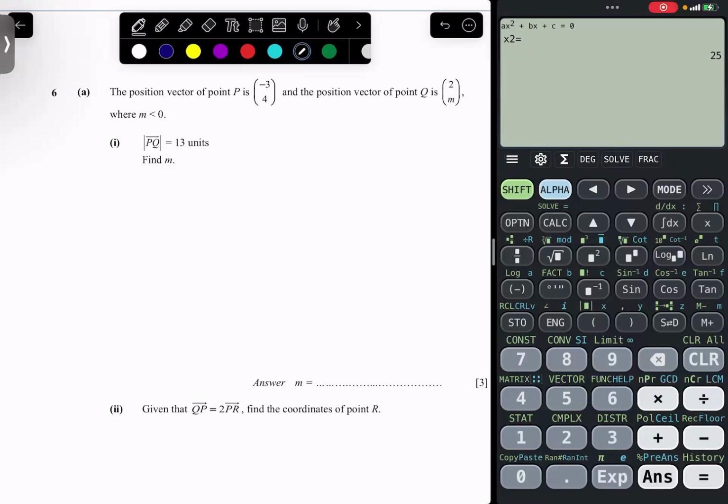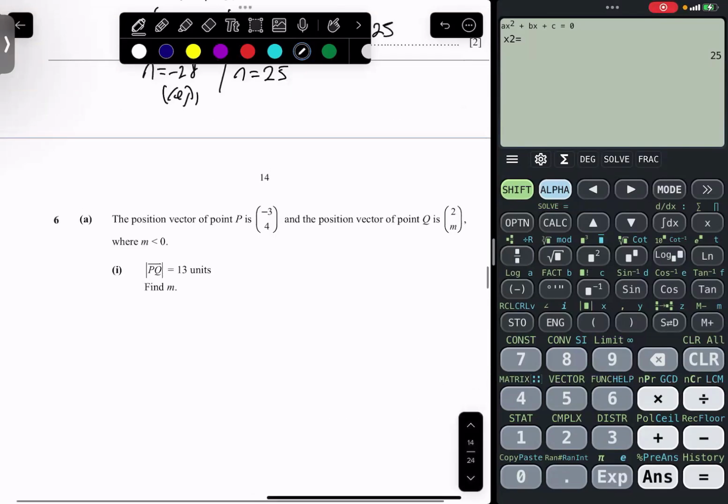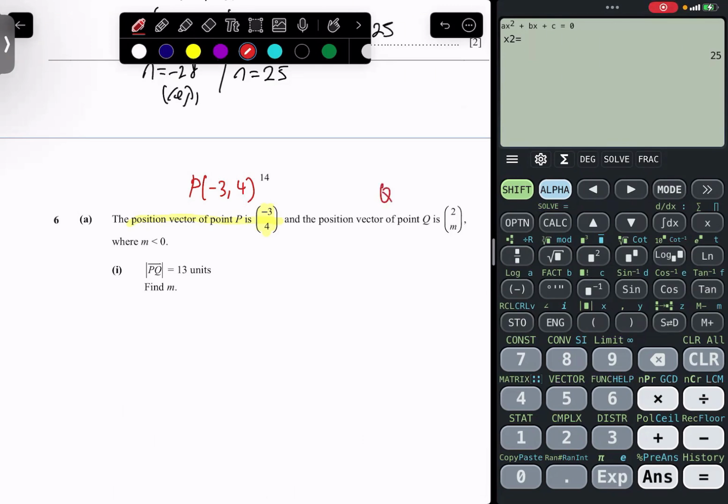Question 6. The position vector of point P is (negative 3, 4). When you read this, position vector also means that P has coordinates negative 3 and 4. The position vector of Q is (2, n), so Q is (2, n), as well as OP equals (negative 3, 4) and OQ equals (2, n). That is position vectors. And when n is less than 0, PQ equals 13 units. Find n.